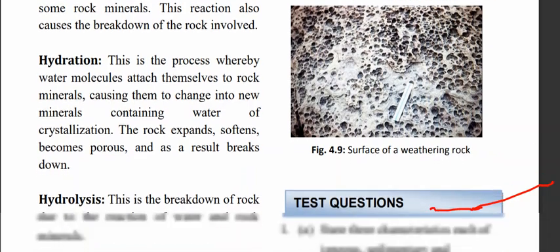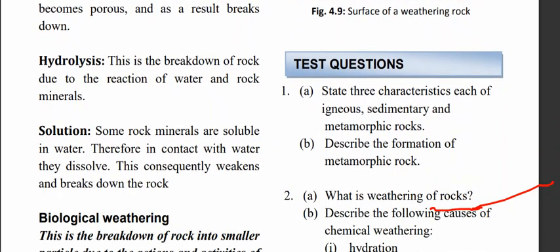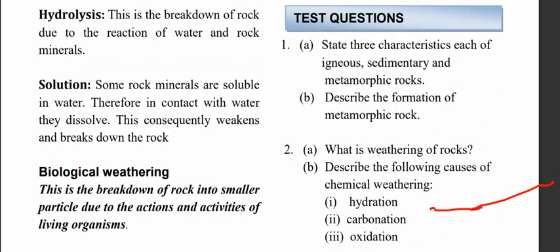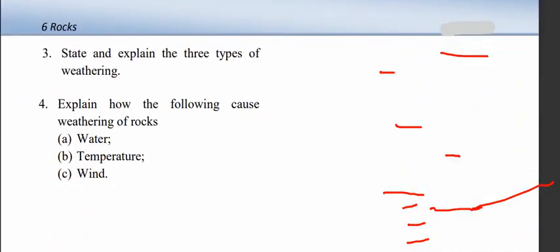We have some test questions. You can try them all and give them to your teacher to check for you. Look through the characteristics of sedimentary rocks and metamorphic rocks. Describe the formation of metamorphic rocks. What is weathering? Describe the following causes of chemical weathering: hydration, carbonation, oxidation. State and explain three types of weathering. Explain how the following cause weathering of rocks: water, temperature, wind. We've spoken a lot about it, so you can answer them.